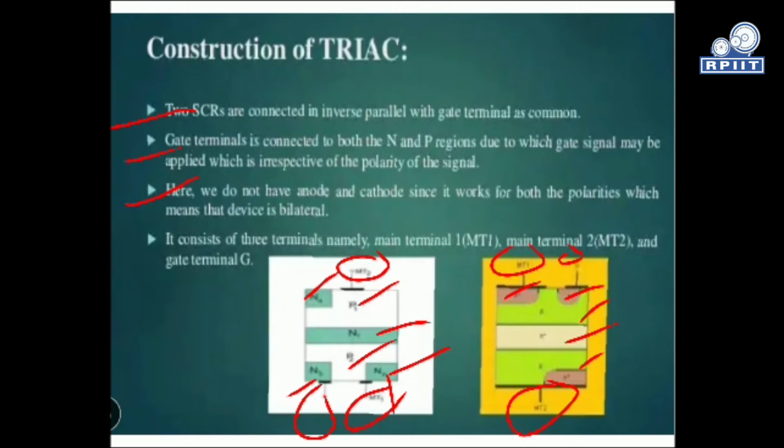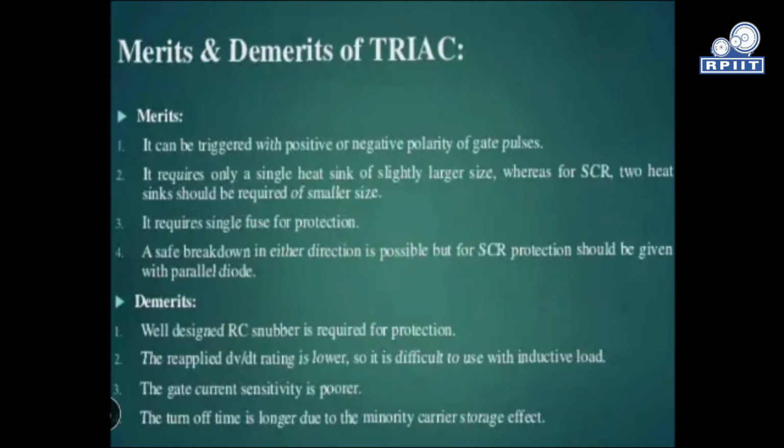In other thyristors we have anode and cathode terminals, but here we have two terminals, MT1 and MT2, because we want to conduct in either direction. So it consists of three terminals, mainly MT1, MT2, and the gate terminal, as already discussed. Next we'll discuss the merits and demerits of the triac.